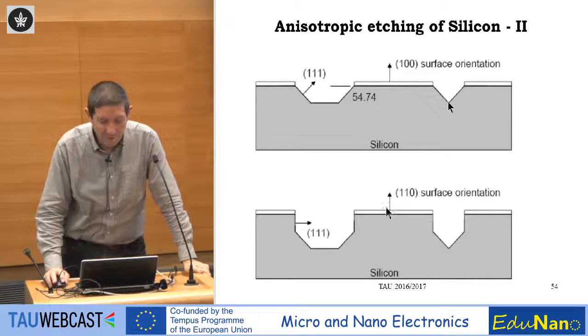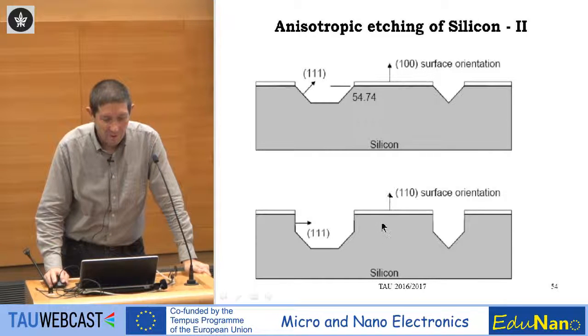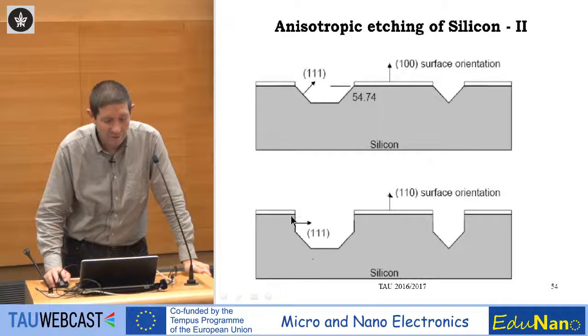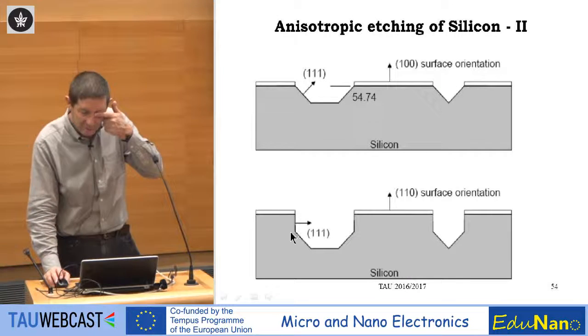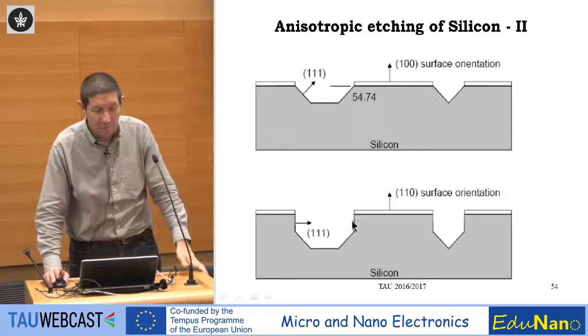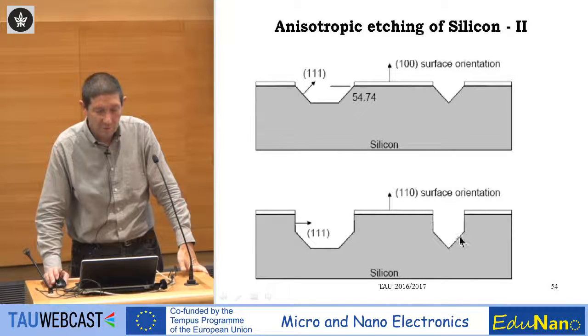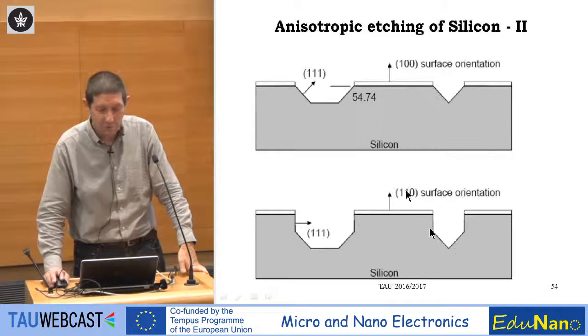Now what happens if I have a 110? On a 110, the 111 can be in this direction or in this direction. So I can etch downwards for a while, and then I can get this type of features. And if I have very narrow structures, I will have this. So I can have here very, very anisotropic features.